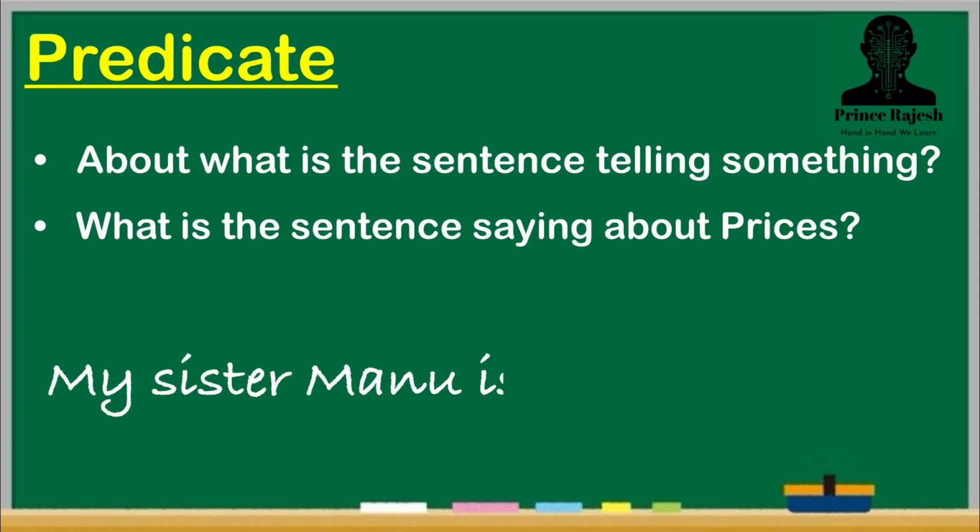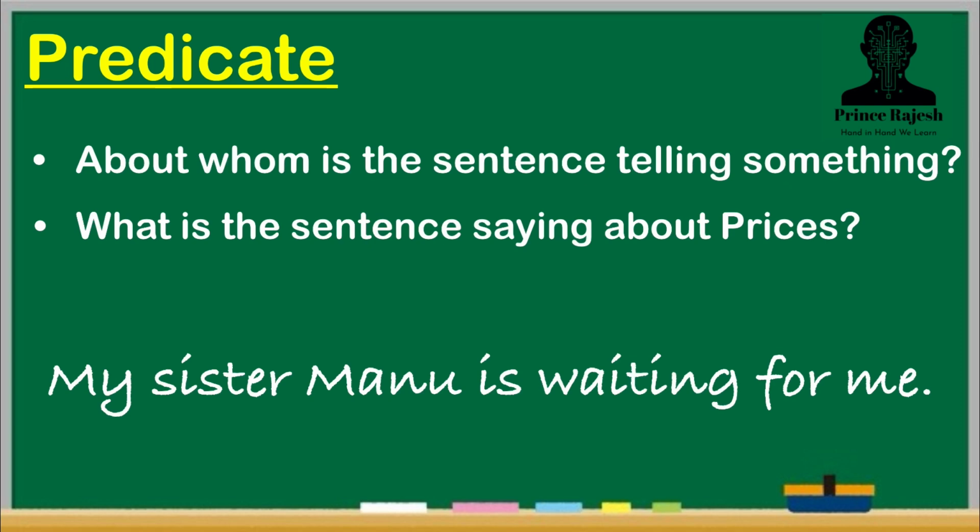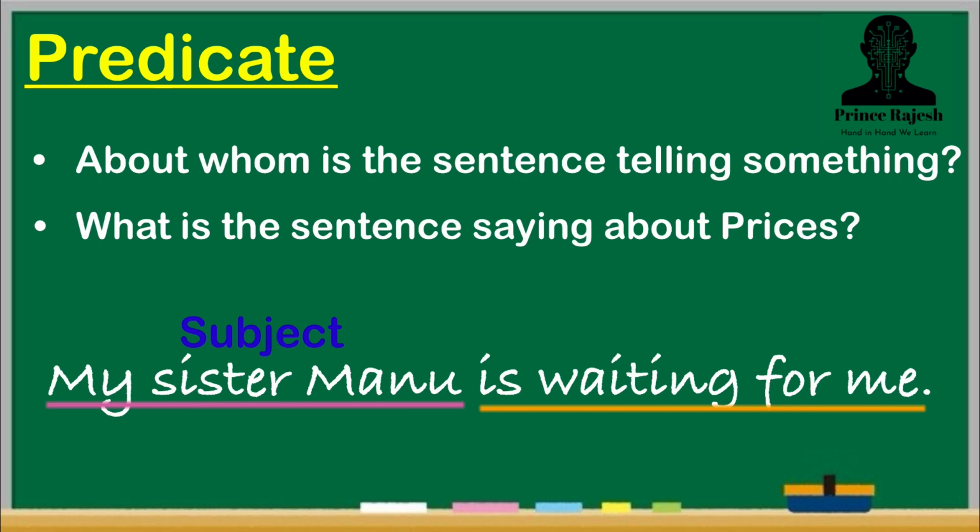My sister Manu is waiting for me. About whom is the sentence telling something? It is about my sister Manu, so my sister Manu is the subject. And what is the sentence saying about my sister Manu? It is telling that is waiting for me. So, is waiting for me is the predicate.